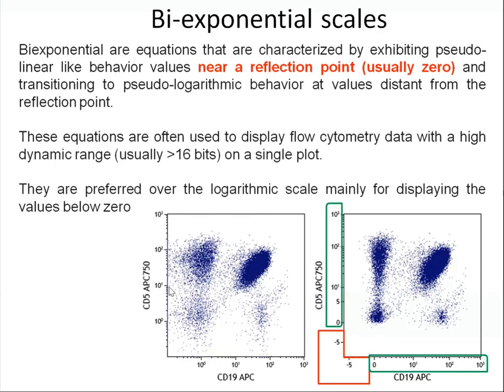When it is below 0, linear scale and log scale cannot show you the data. But when you use a logicle scale, you can see the data even when it is in the negative region, or even when it is below 0. So that is the beauty of the bi-exponential scale. I repeat, near 0 or near the reflection point, it acts as a linear scale, and away from the reflection point, it acts in a logarithmic scale. So it has both linear and log features. Hence, it's called a lin-log scale, or a hybrid scale, or a bi-exponential scale, or a logicle scale.